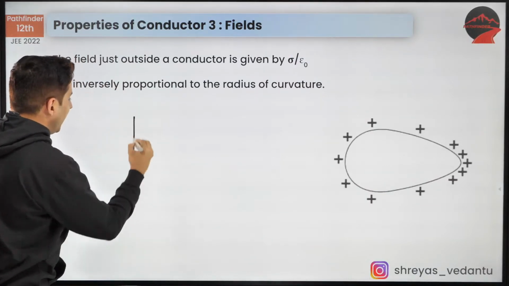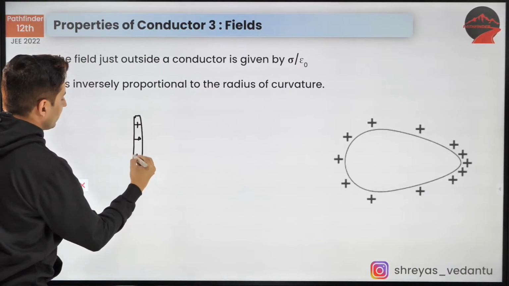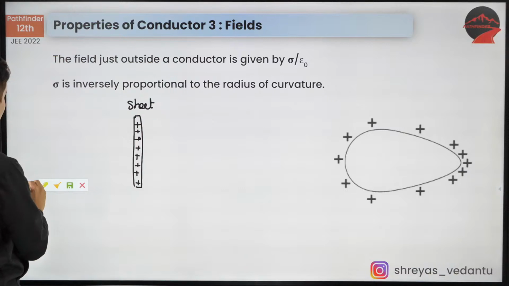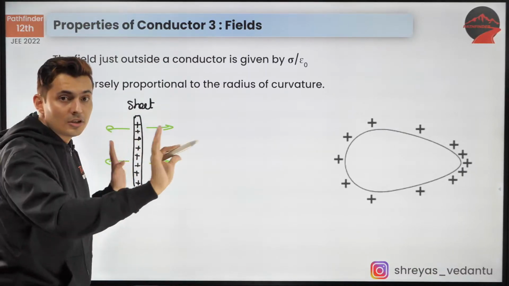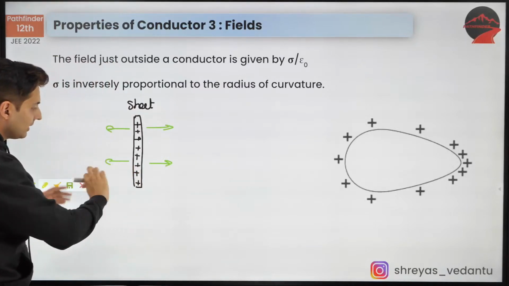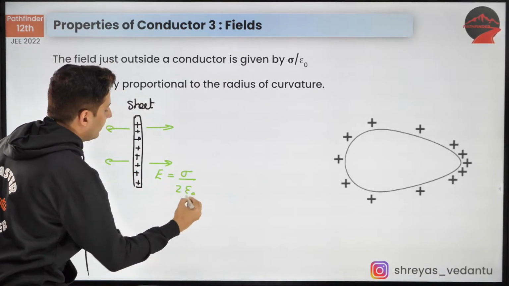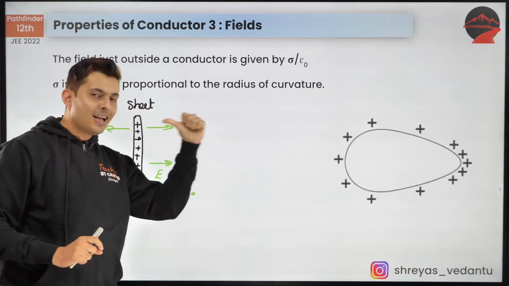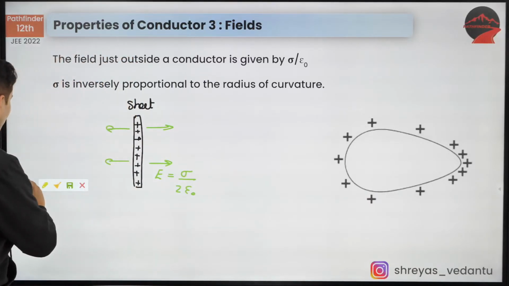See, if you have a sheet or plate which is charged, then understand the field will go both sides. It will get distributed into two sides, two parts. So that field will be sigma by 2 epsilon naught. Half of sigma by epsilon naught here, half sigma by epsilon naught here. So that's what it is for a sheet.